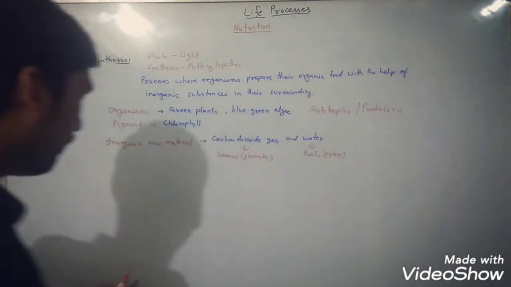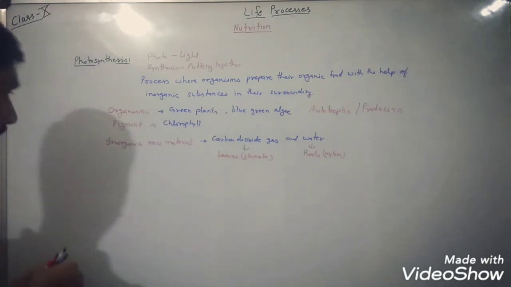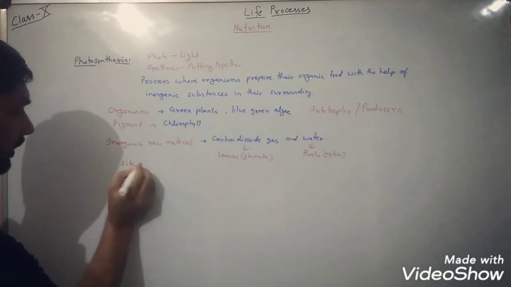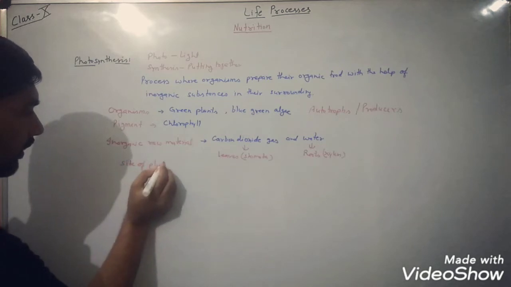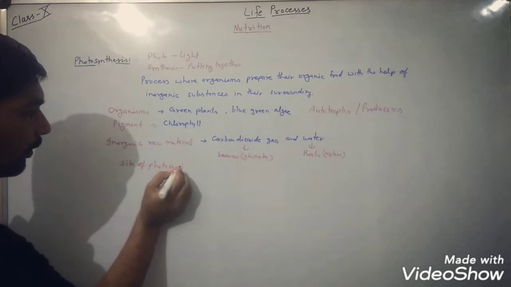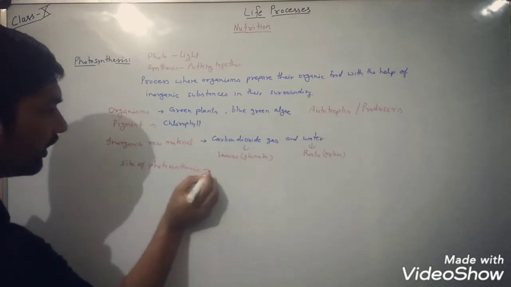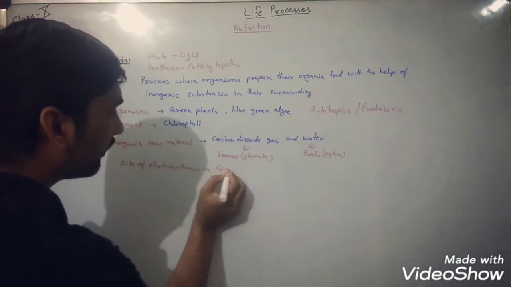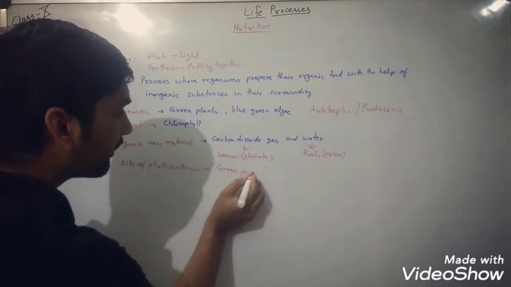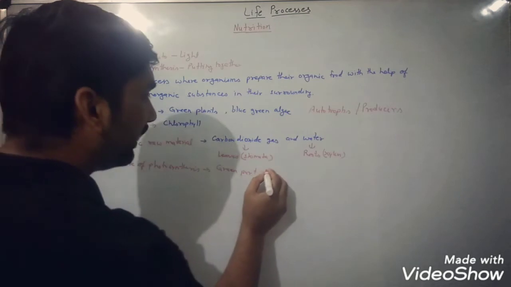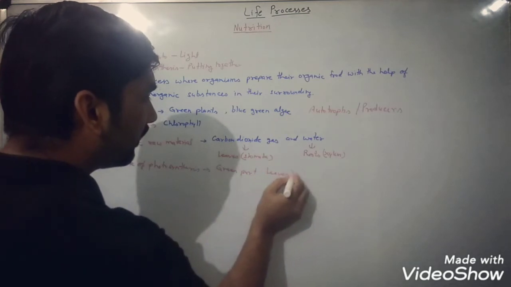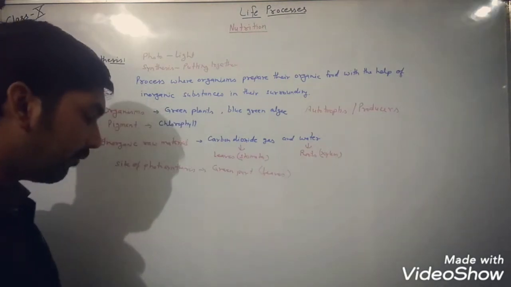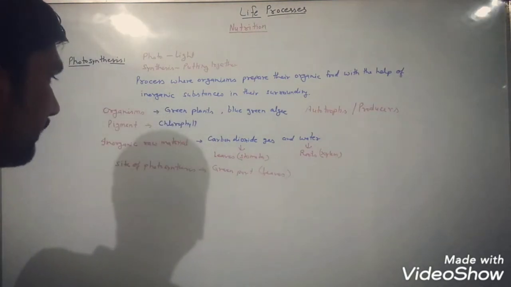Because when we talk about the site of photosynthesis, it is actually the green part of the plant, especially leaves. Now we will see what are the requirements of photosynthesis.